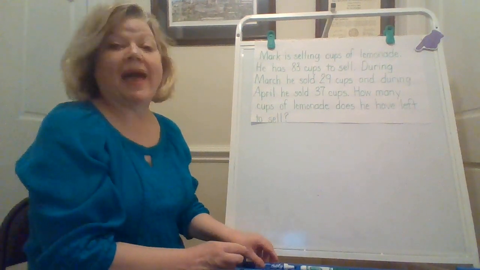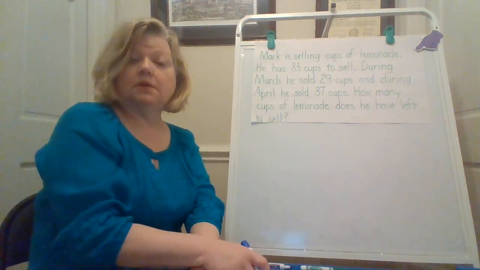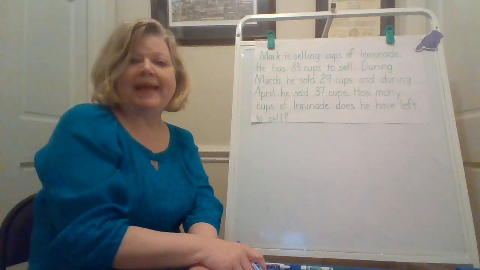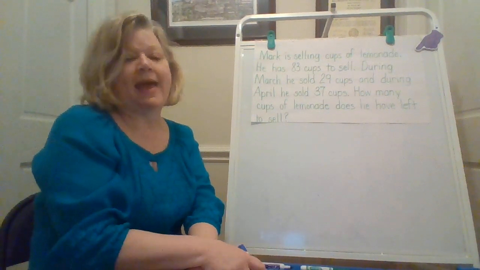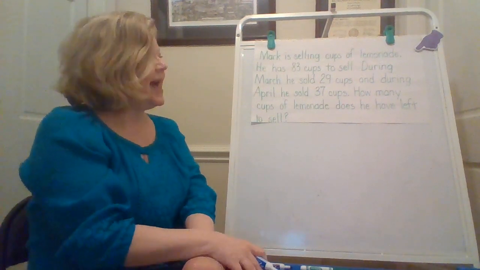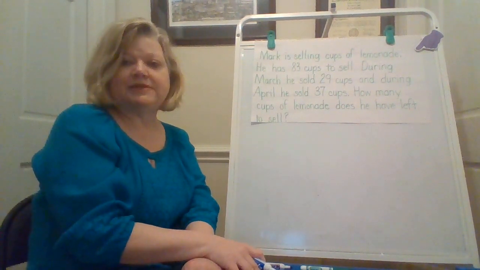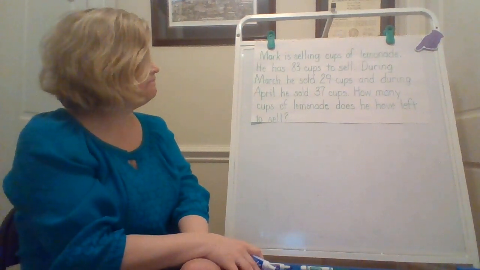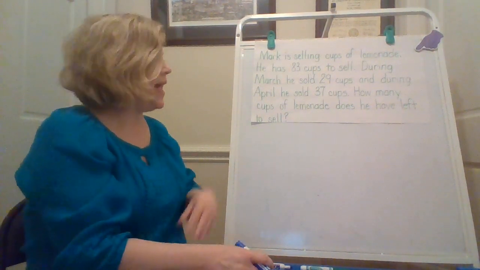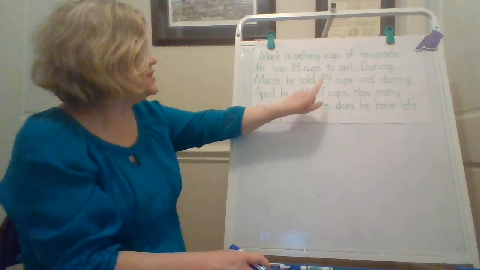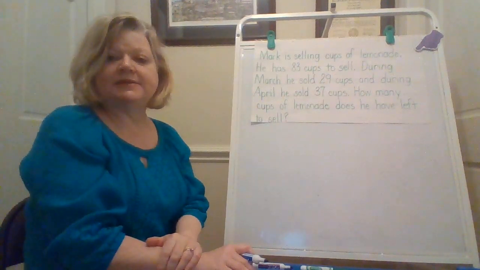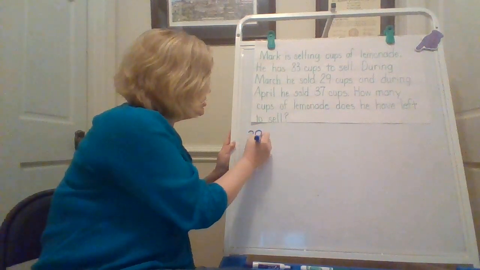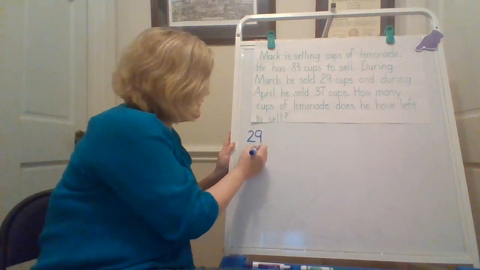Now, strategy number 2. We've got to make a plan. What do I need to do next? I've read it. I've got to determine what I'm going to do in step 1. Yes, you are correct. I need to see how many he sold in March and how many he sold in April. He sold 29 in March. He sold 37 in April.